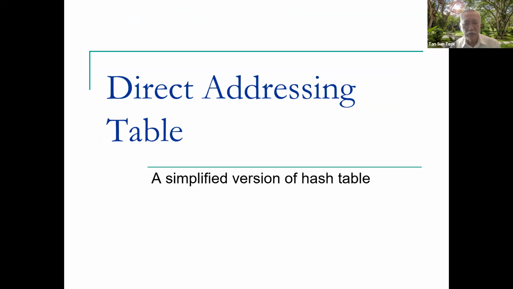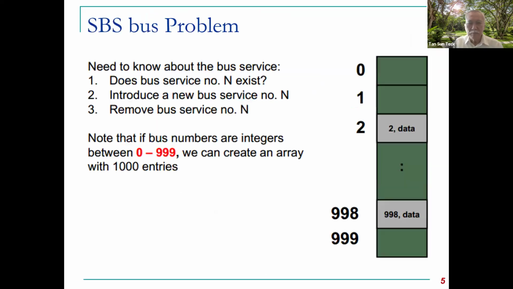direct addressing tables. Right, so we say that this is a simplified version of hash table. Why is it so? Let's look at it. For example, if we are talking about the bus system in Singapore, we know that Singapore is very small, so we might have only service numbers from maybe 1 to 999.